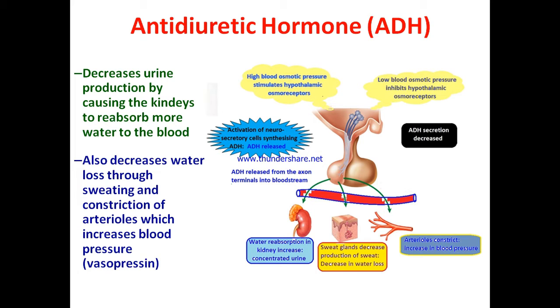Low osmotic blood pressure inhibits hypothalamic osmoreceptors. As a result, ADH production will be decreased. This causes just opposite effect. ADH is less, water reabsorption returns to normal. Low osmotic pressure is normally due to increased water reabsorption in the blood. This can also cause increase in blood pressure. So water needs to be removed. In the absence of ADH, water reabsorption at the kidney will be decreased. So a dilute urine will be produced and excess water will be excreted through urine. And blood pressure will come back to normal.